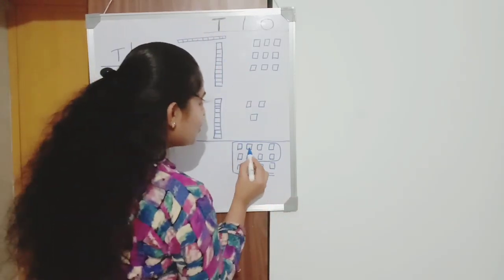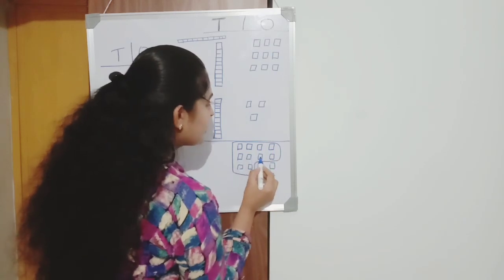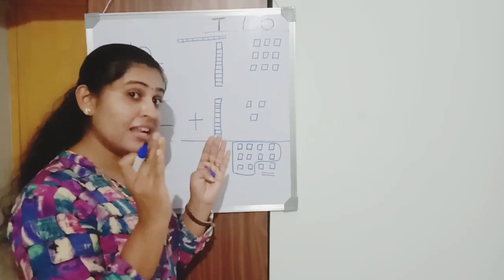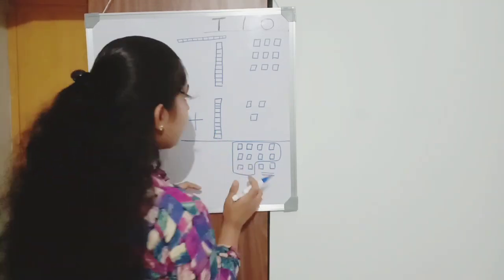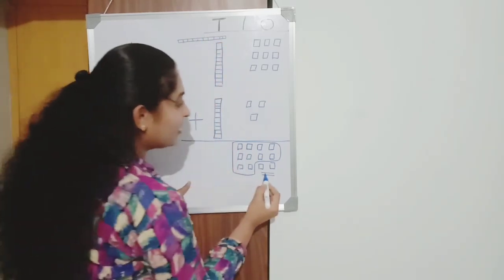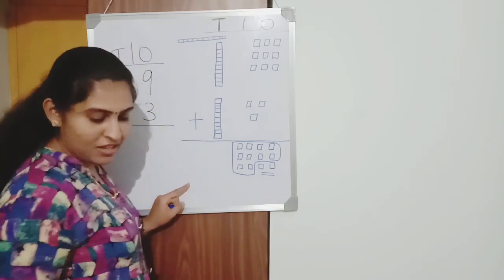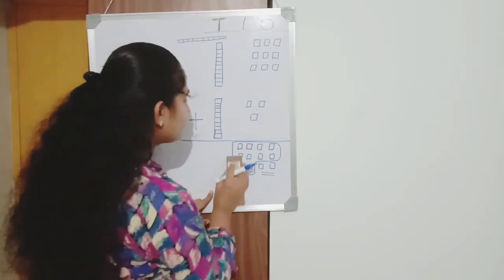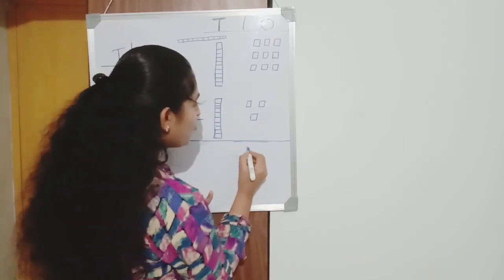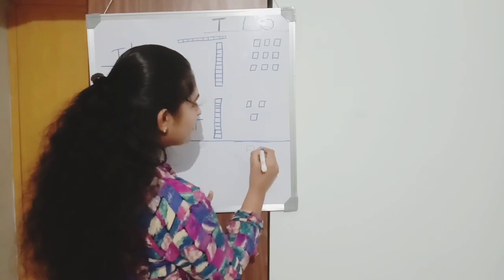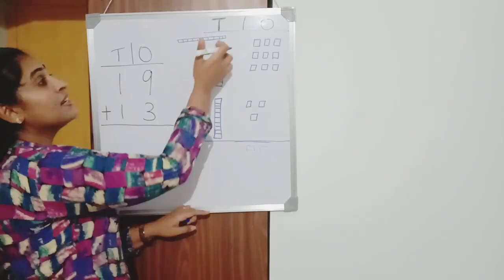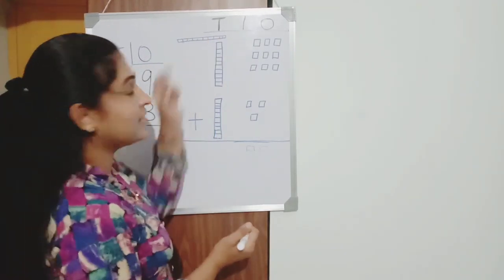1, 2, 3, 4, 5, 6, 7, 8, 9, 10. These 10 ones, we make it a single 1 ten and it will jump to the tens place. And here remaining 2 ones will be there. So we can write here 2 ones. And the ten jumps to the tens place.